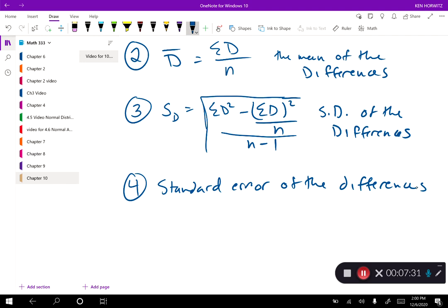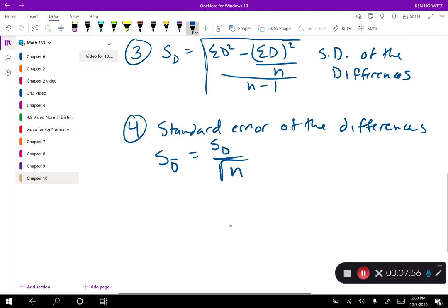Standard error of the differences, which is not going to be a big D. It's going to be an S, little d bar, and it is going to be our standard deviation that we found in step 3 divided by the square root of n. And that's pretty similar to what we had before with our standard error.